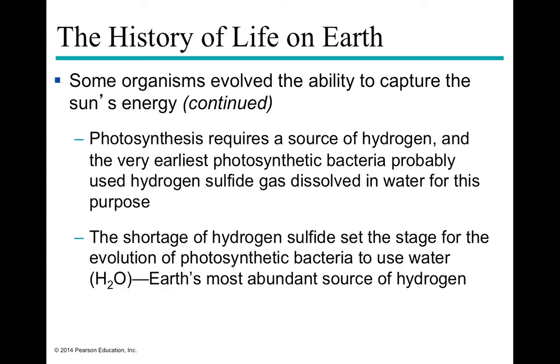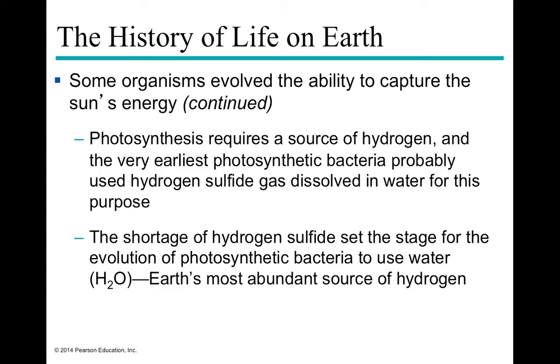Photosynthesis requires hydrogen, and so the first photosynthetic bacteria most likely used hydrogen sulfide gas, which would have been dissolved in the water in the shallow seas that we were talking about. And there wasn't a ton of hydrogen sulfide available, so the shortage of this hydrogen sulfide is what's going to set the ball in motion for the evolution of these specialty photosynthetic bacteria.